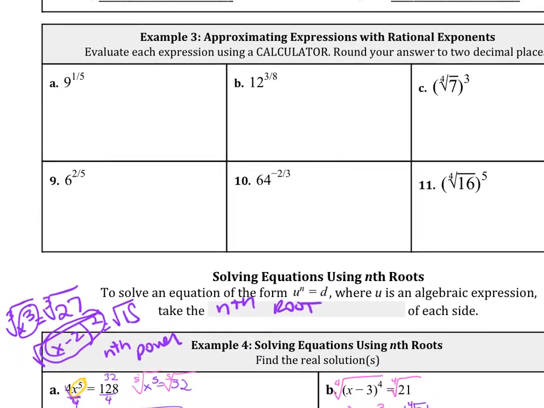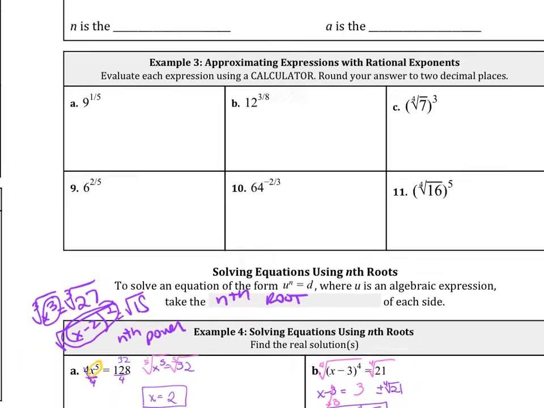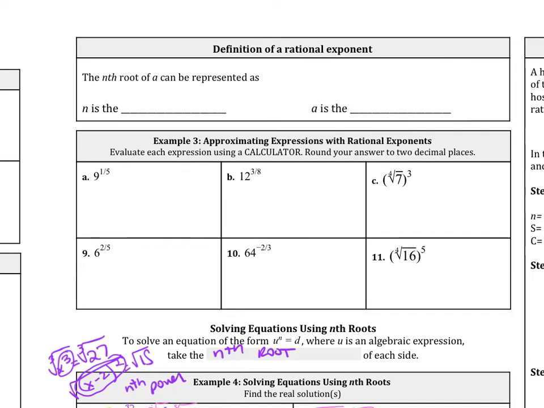So we're going to approximate expressions with rational exponents. It helps to know how to rewrite these back and forth. So the nth root of a, we can write it as the nth root of a, or remember, we can write it a raised to the 1 over n. So we need to be able to go back and forth. Remember, n is the index. A is our radicand.